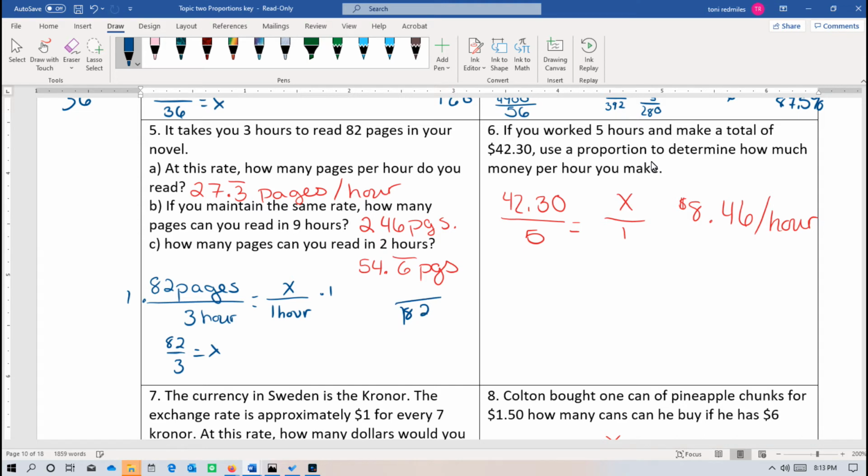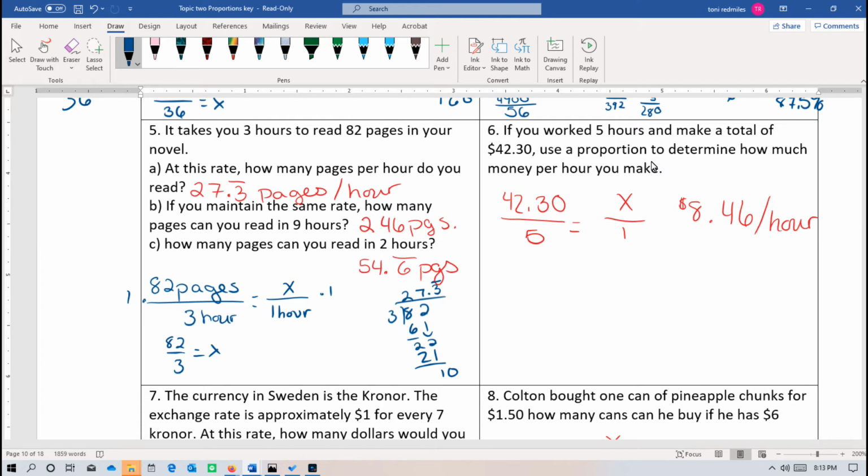Now 3 can go into 8 a good 2 times, leaving me with a 2. Drop down that 0, and we are going to have a repeating 3. It's just going to be 333 into the future. So I can read 27 and a third pages, 27.3 repeating, per hour. Okay. All right, so let's go on to the next one.